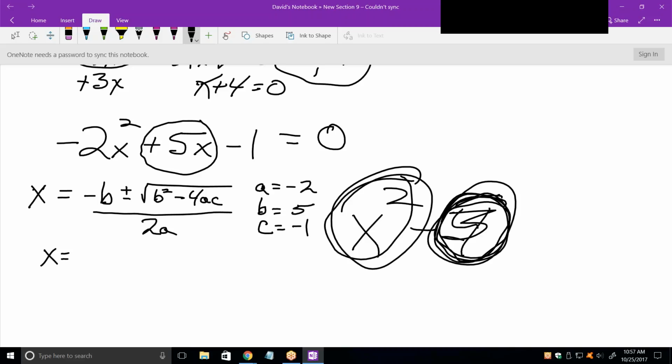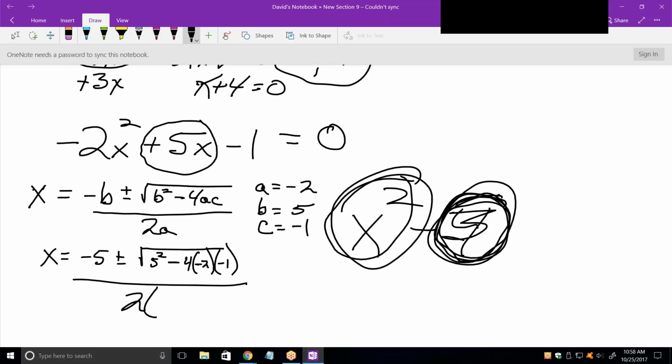Okay. Now plug everything in. So we have negative 5 plus or minus the square root of 5 squared minus 4 times negative 2 times negative 1, over 2 times negative 2. Okay, that is a good way to do it every time. Don't try to solve any of these on the fly. That just results in lots of mistakes.